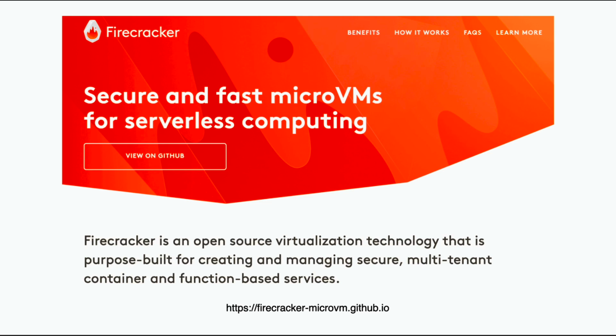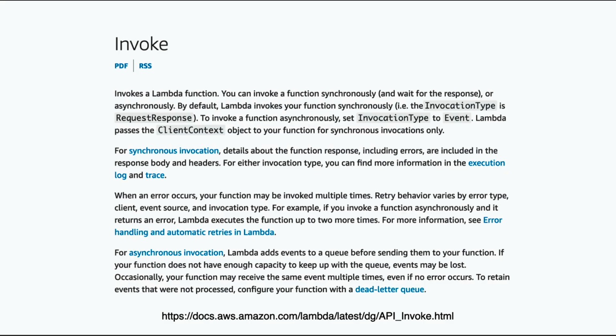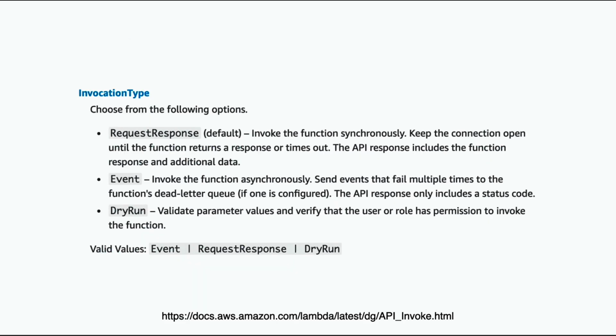So no, Lambda doesn't run on containers, which is why AWS is able to optimize Lambda's cold start performance much more so than Azure Functions and Google Cloud Functions. You can invoke your functions through the AWS CLI or AWS SDKs or by configuring an event trigger, but ultimately they all use Lambda's invoke API, which lets you invoke a function either synchronously or asynchronously by setting the invocation type in the request to either RequestResponse or Event respectively.